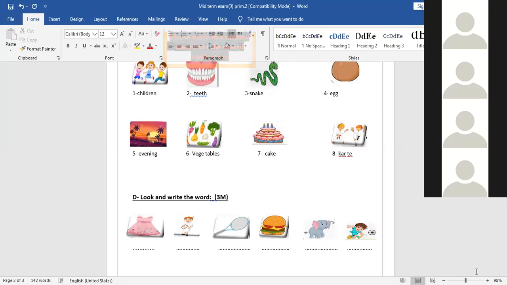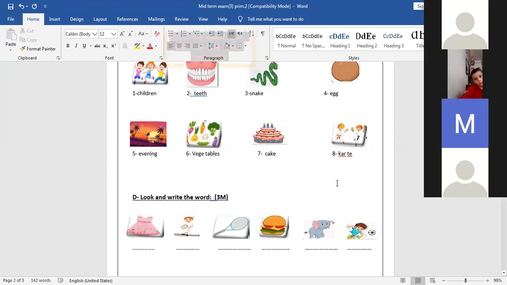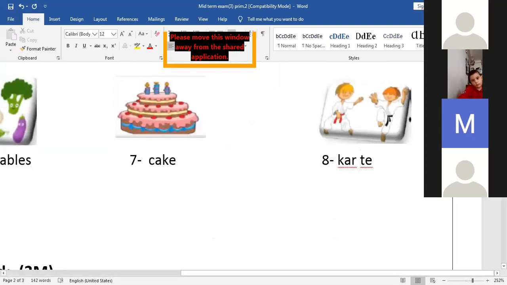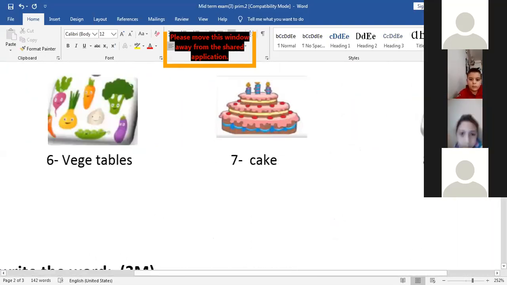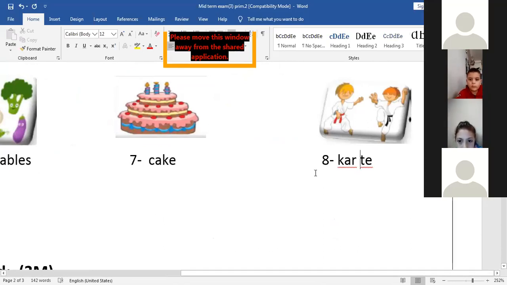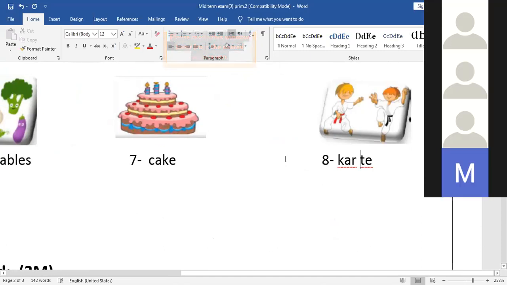Mariam? Hi, Mariam. Can you see this picture or shall I make it bigger? Bigger. Okay. Look at this. What can you see here? Is it basketball or karate? Karate. Yeah, so the missing letter is? A. Okay. Thank you so much, all of you.